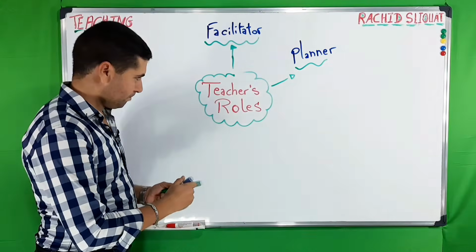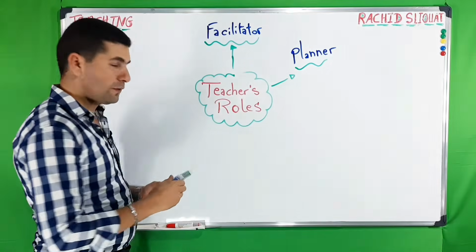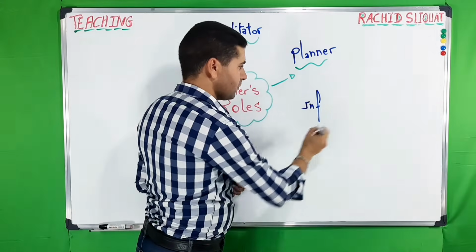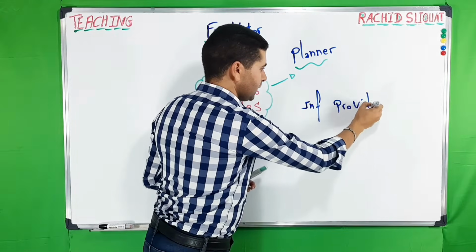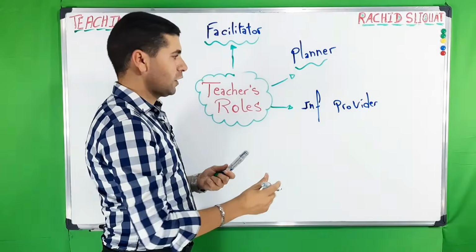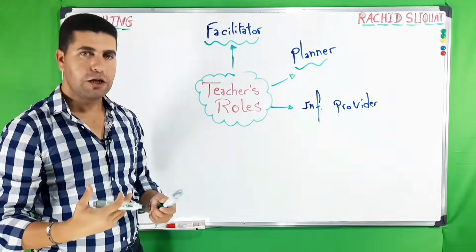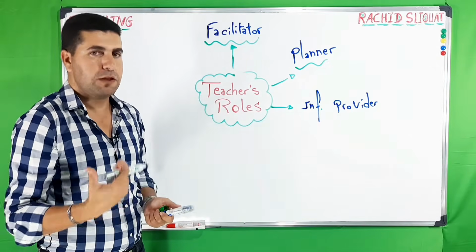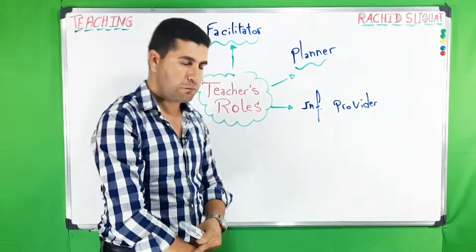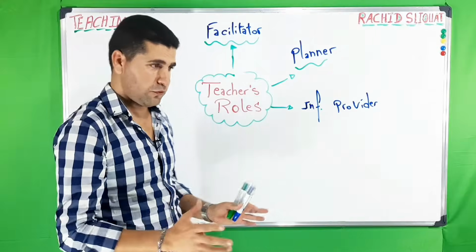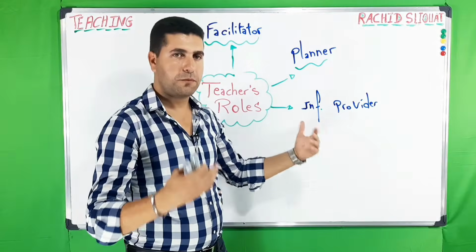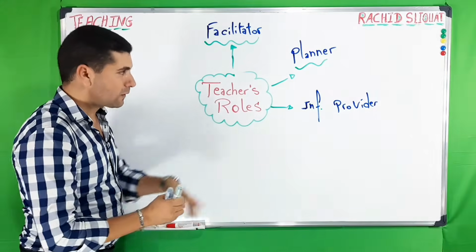Another role that we can talk about, it's also very important, is information. We can say information provider. So you're a teacher, and for sure your students are waiting for you to give them information. So one of your jobs or your roles is to give information to your students, information for sure, according to the lesson or the subject you are teaching. Okay, so you are an information provider. All right, so this is number 3.